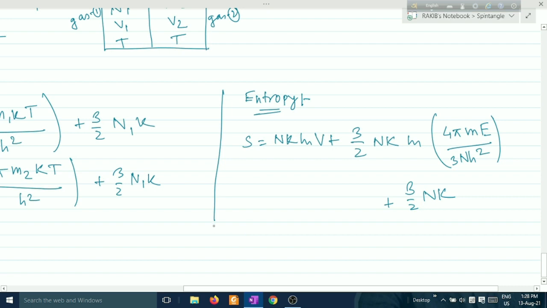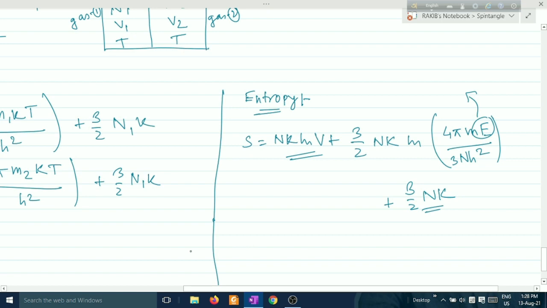This is our formula. In this formula there is an energy term. This is the single energy term, so we have to remove it for our simplicity. This energy term is directly related to the entropy, so the entropy will depend on this energy, and we have to write this energy in terms of temperature.